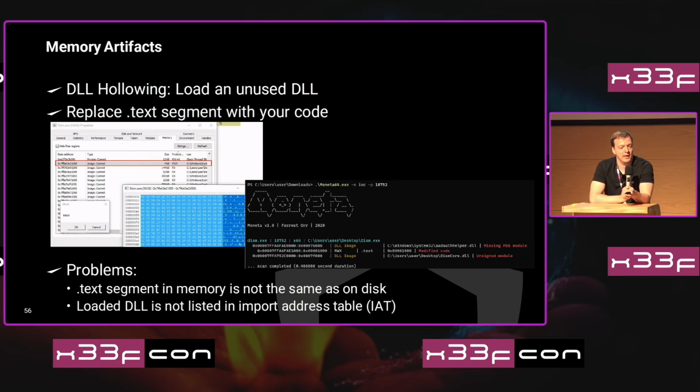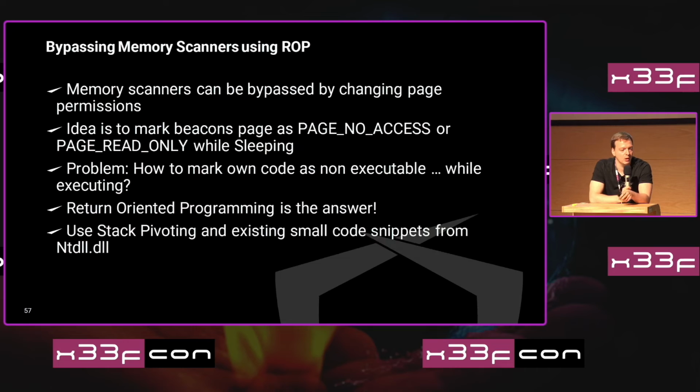The next try could be to make use of DLL hollowing, where we load an unused DLL into the remote process and then replace the text segment with our own code. Problem, Moneta is complaining again. Why? For 2 reasons. First, Moneta is asking, why did this process load this DLL? It's not declared in the PEB or anywhere. Why did it decide to load this DLL? Second problem, the text segment of the DLL on disk is not the same as the text segment of the DLL in memory. It's also a big problem for Moneta.